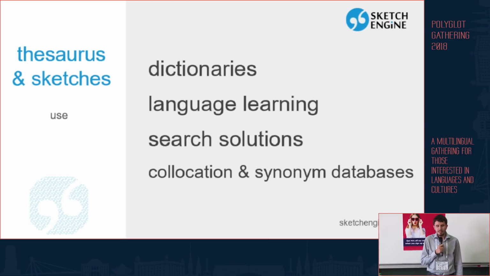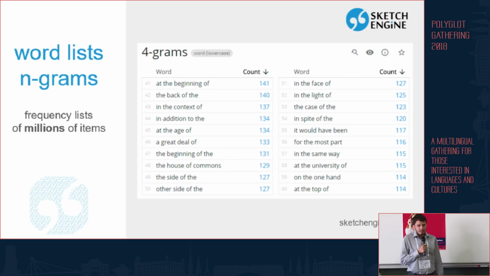Such thesauruses and sketches can be useful again for dictionary makers, but also for language learners who want to enlarge their vocabulary, for search engines, and for databases of synonyms and collocations that are then used for various purposes. We can also generate word lists and n-grams. N-grams are groups of words, and we calculate how often they appear in the corpus. We have millions of such items, and this is useful, for instance, for text prediction.